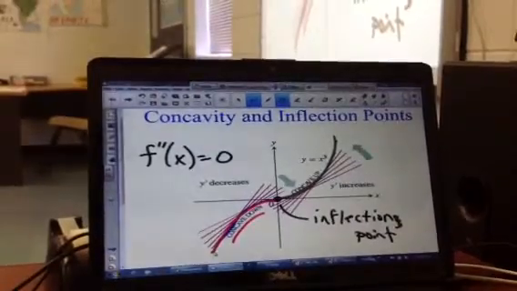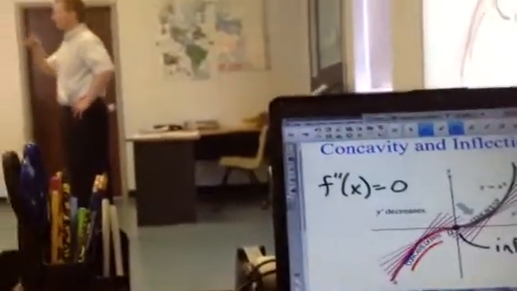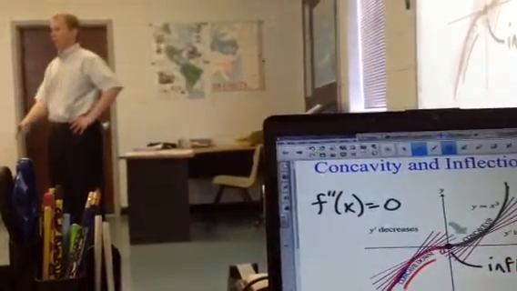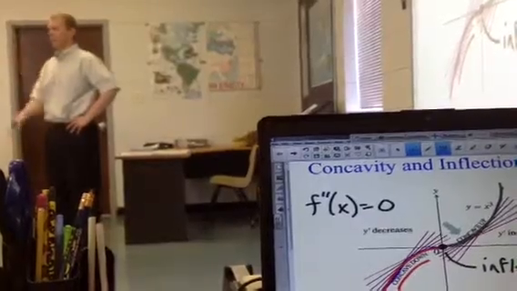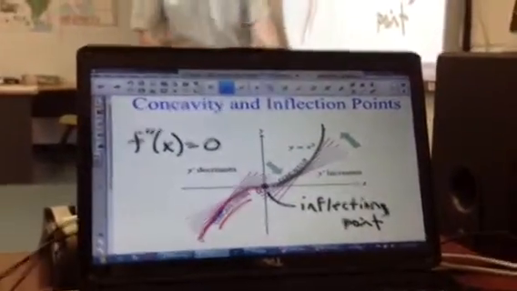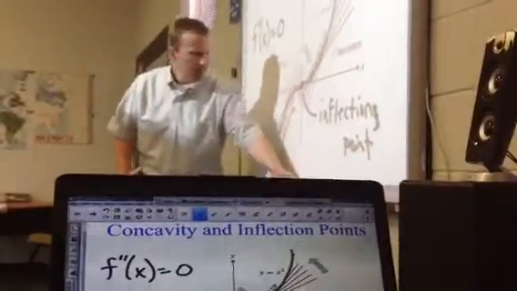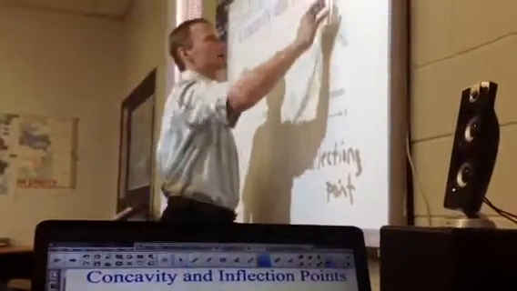Now, to understand why is a little bit difficult. The good news is you don't have to understand why. You just have to know. Inflection points occur when the second derivative equals 0. But I'm going to try to explain why real quick. And that's what these little tangent lines that they have drawn are about. Let me clear this off.